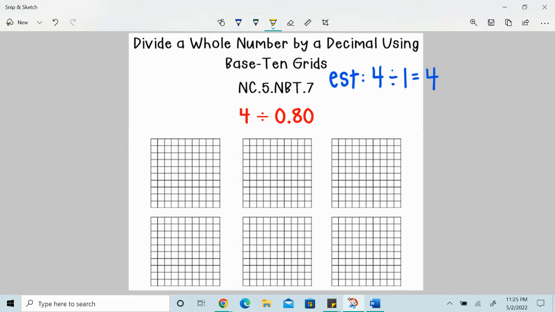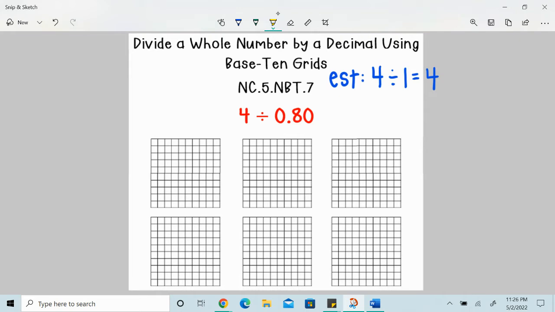However, I know that I am not dividing 4 into groups of 1, but rather into groups of 80 hundredths or 8 tenths. I know that there's going to be more than 4 groups of 80 hundredths in 4 wholes, so I expect that my answer will be close to 4, but actually a little bit more than 4.